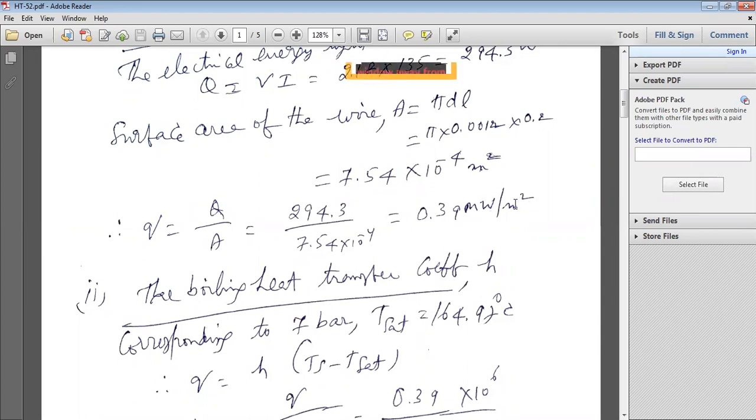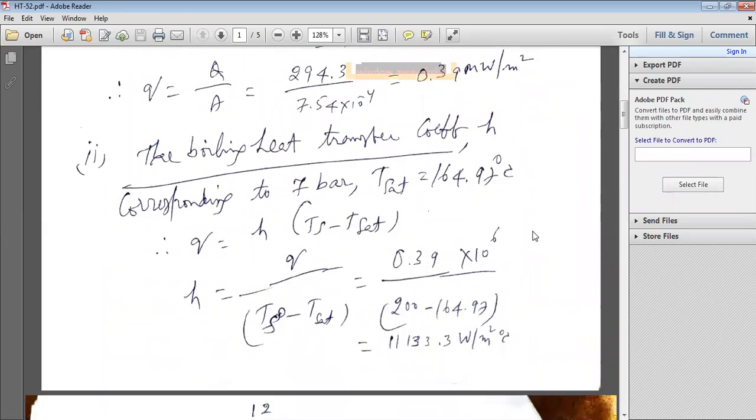Why have I written per meter square? Because heat flux is heat transfer rate per unit area. That is known as heat flux. Heat transfer per area. That's why 0.39 megawatts per meter square.